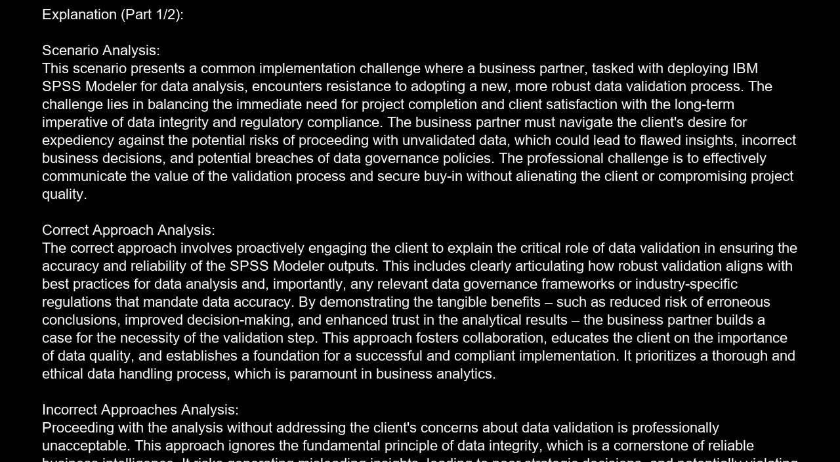Explanation. Scenario analysis. This scenario presents a common implementation challenge where a business partner, tasked with deploying IBM SPSS Modeler for data analysis, encounters resistance to adopting a new, more robust data validation process. The challenge lies in balancing the immediate need for project completion and client satisfaction with the long-term imperative of data integrity and regulatory compliance. The business partner must navigate the client's desire for expediency against the potential risks of proceeding with unvalidated data, which could lead to flawed insights, incorrect business decisions, and potential breaches of data governance policies.